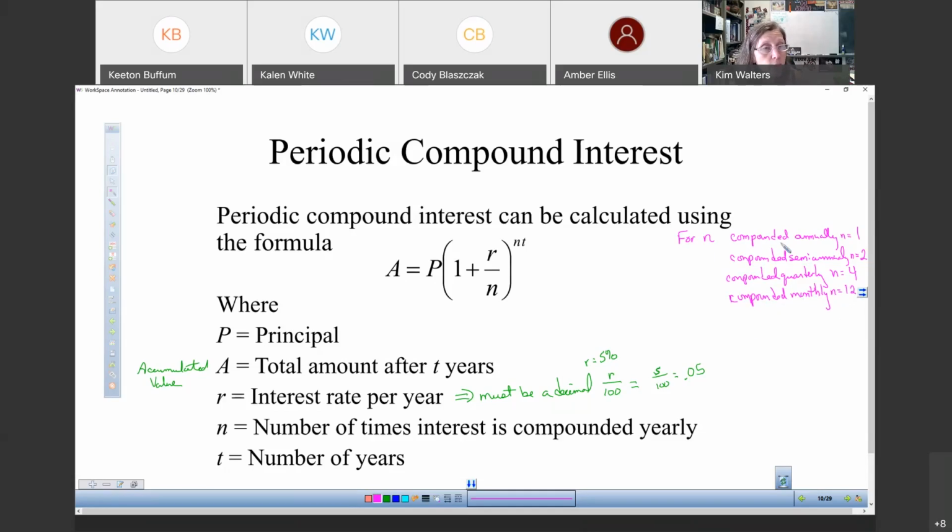So if you see in the problem compounded annually, you're going to let N be 1. Compounded semi-annually, N is 2. Compounded quarterly, N is 4. Compounded monthly, N is 12. Okay? So otherwise, you'll just have the formula, but you're going to need to know this. All right, let's see if we can use the formula. If you don't have your calculator, go get it. You're going to need your calculator on these problems.